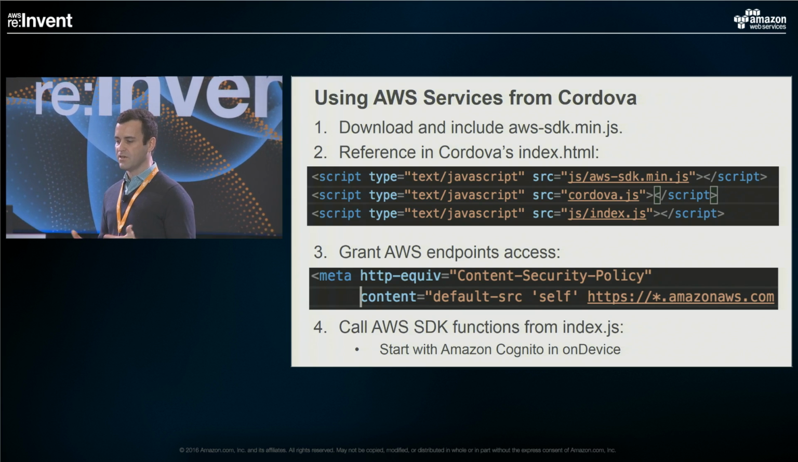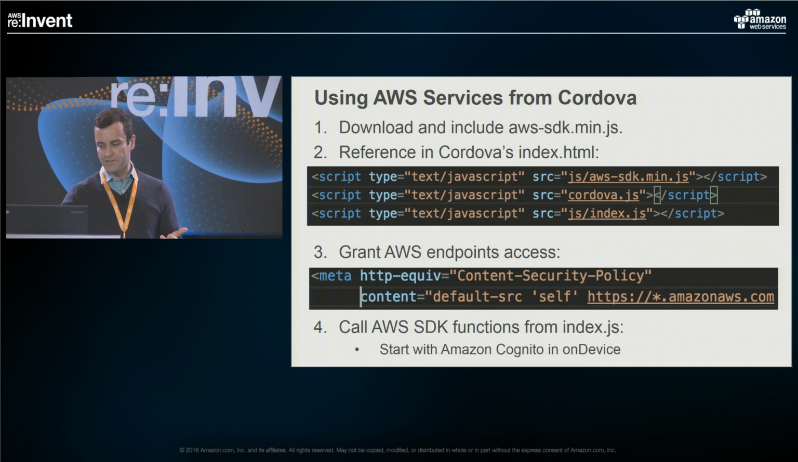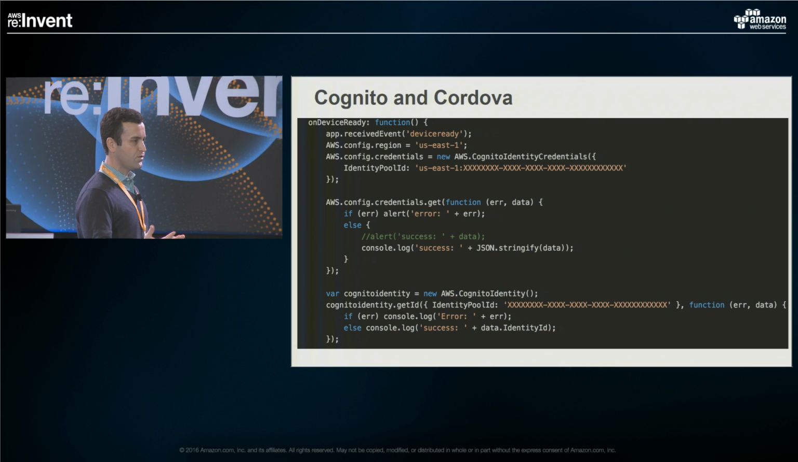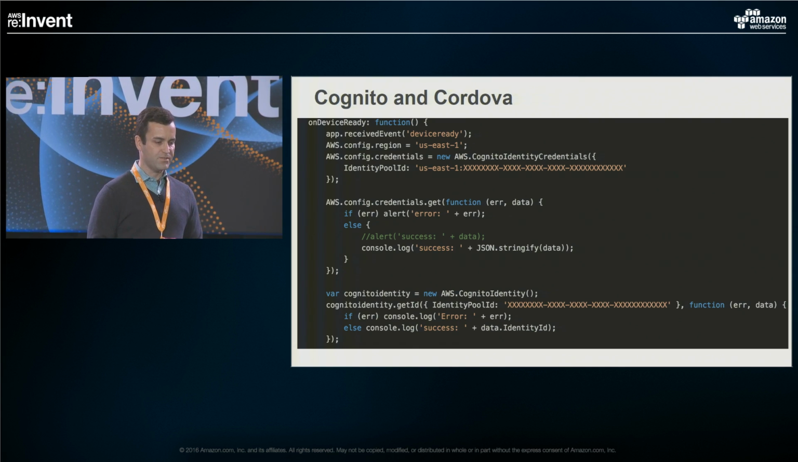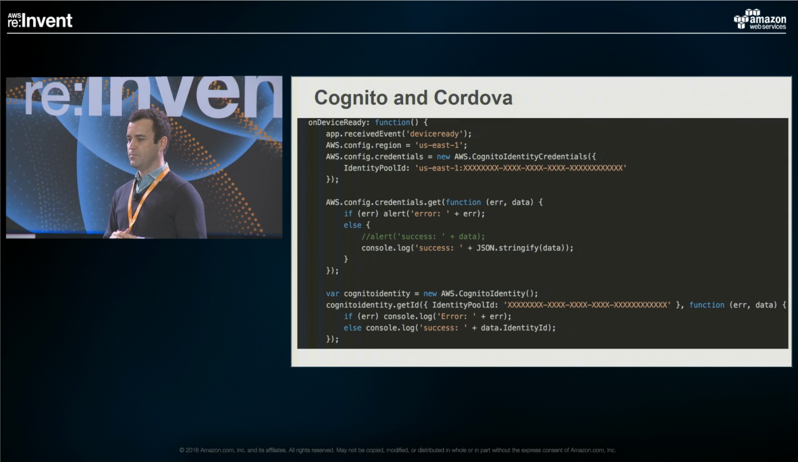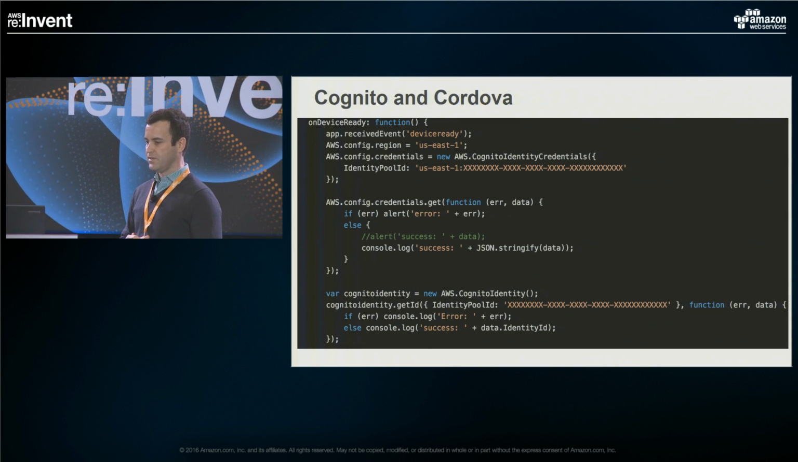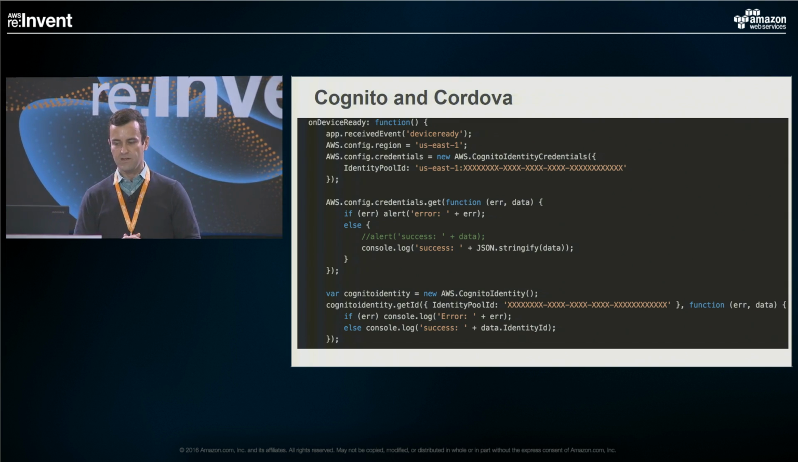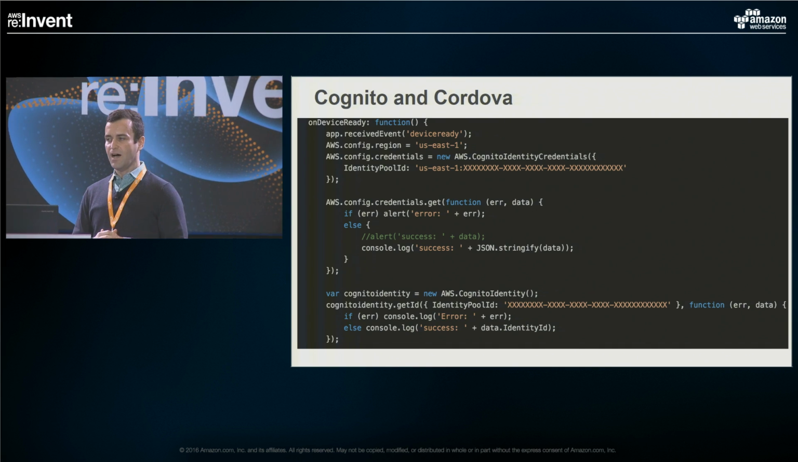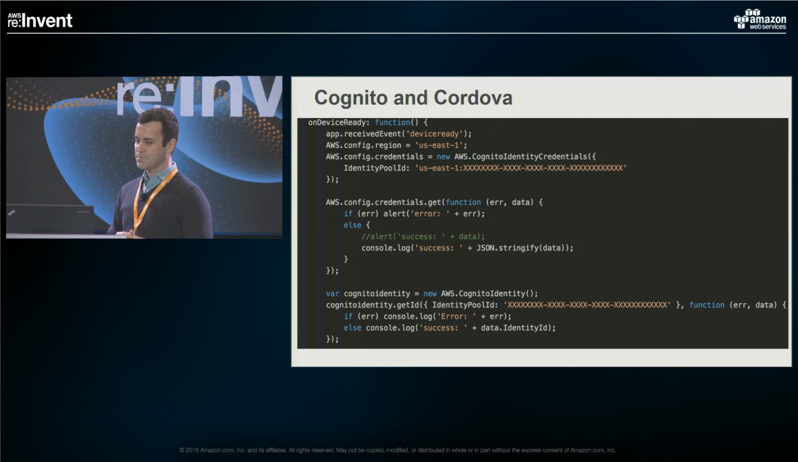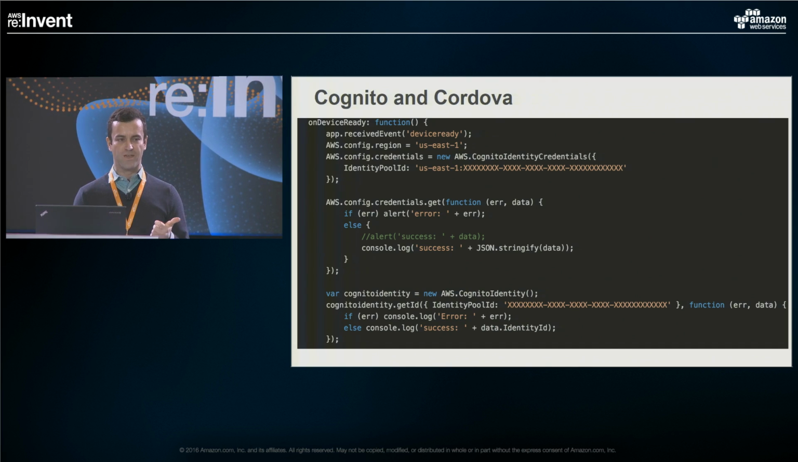And from there, you're essentially calling AWS SDK functions from a main index.js or whatever other JavaScript libraries you load in your calling function, right? So here's an example of starting this application and grabbing Cognito credentials here and piping them out just for logging purposes.